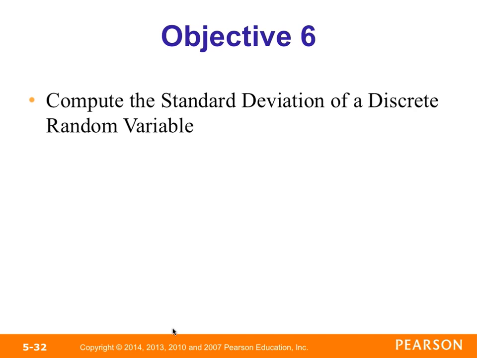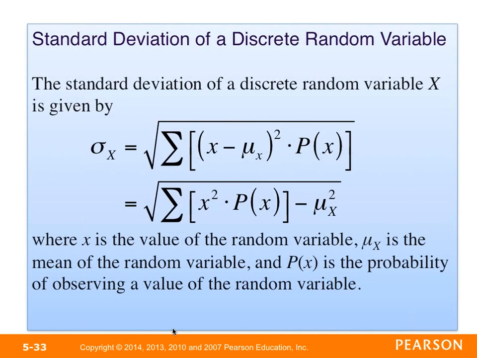Okay, objective 6 is to be able to compute the standard deviation of a discrete random variable. So if you look here, we have our standard deviation going to be equal to the square root, and we have two different formulas here. You take the summation of your x's minus the means and square them and multiply them by their probabilities, and then you add that all up, okay? And then you take square roots. Alternately, you could take x squared times the probability of x, add that all up, and subtract the mean squared, and then take the square root.